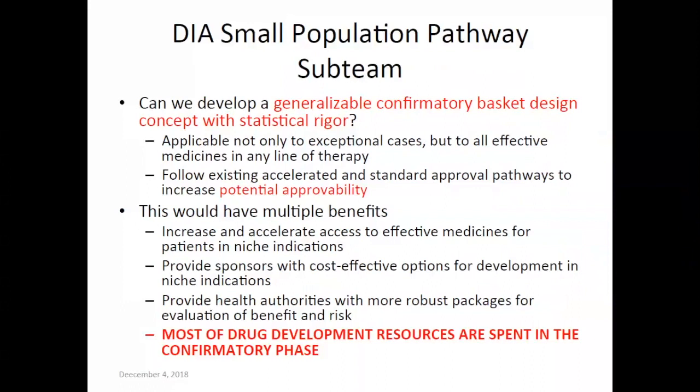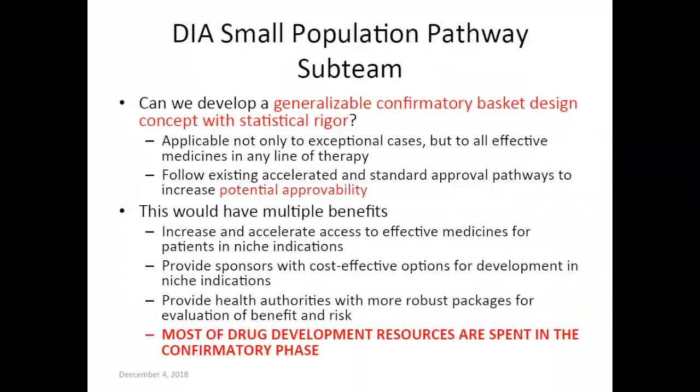And we wanted to follow existing accelerated and standard approval pathways to increase potential approvability. And this would allow us to increase access to medicines for patients in niche indications, provide sponsors with cost-effective options for development in niche indications, and provide health authorities with more robust packages for evaluation of benefit and risk.